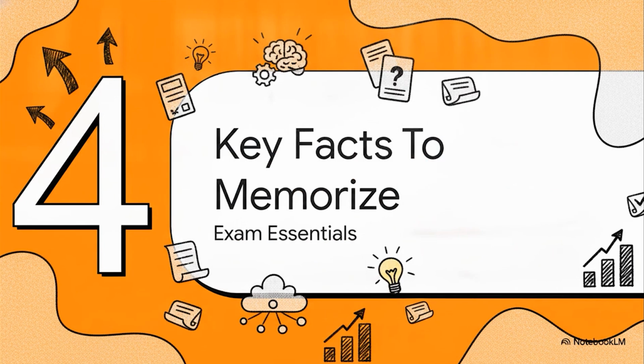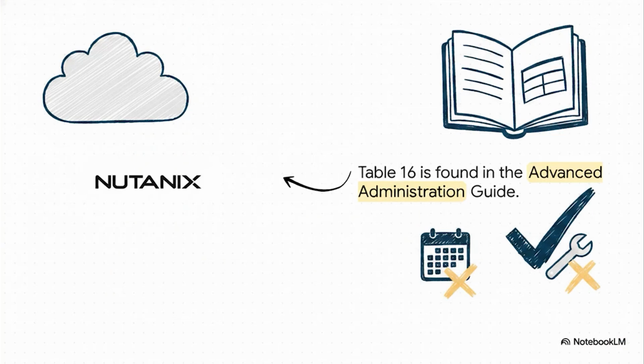Finally, Section 4, Key Facts to Memorize. Let's cover the exam essentials. We are in the home stretch now. Let's distill all this down into the pure, high-yield facts you need to commit to memory for the NCP-MCI 7.5 exam. First, know your source of truth.